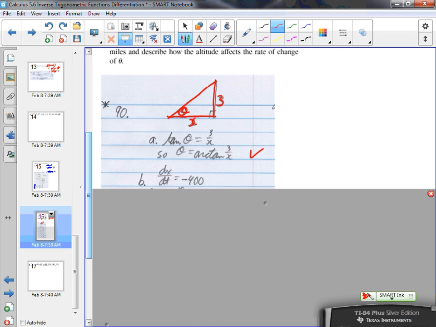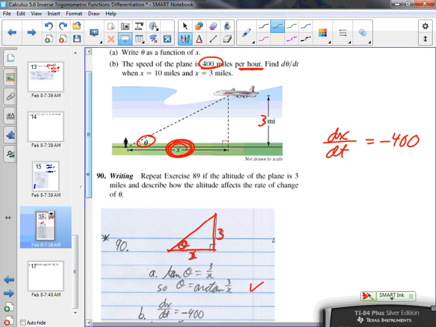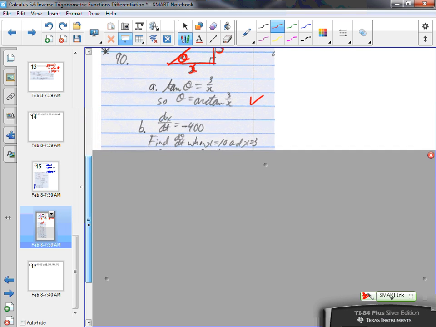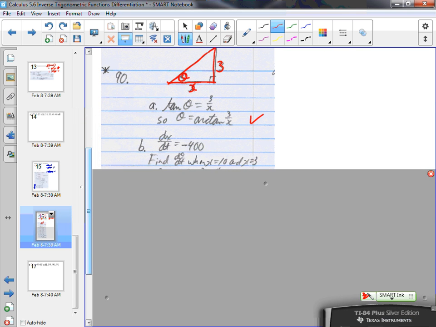Now, find dθ/dt when x equals 10 and x equals 3. So that's the next thing I wrote down. All right, so that's what I expect you to have on your paper so far. And if you have more, great, but you need this much. Okay?